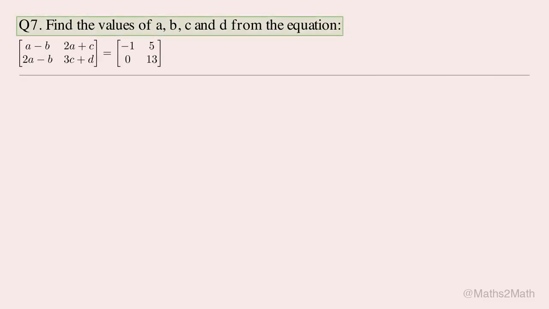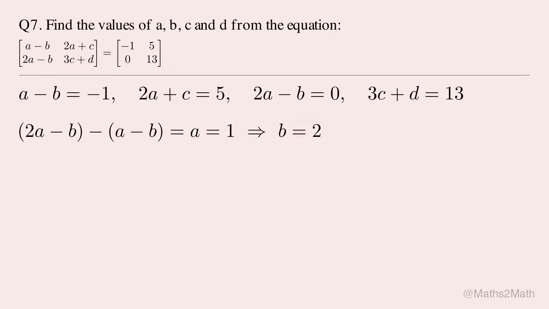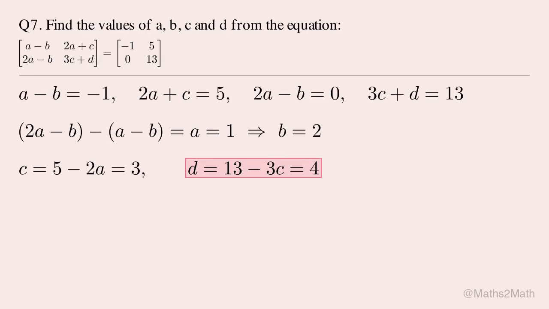Question 7. 4 unknowns hidden in one matrix equation. Matching the 4 entries gives 4 equations that solve in a neat chain. Write out the 4 equations from the 4 positions. Subtract the first from the third. a equals 1, and then b equals 2. With a known, c is 5 minus 2, which is 3, and d is 13 minus 9, which is 4.